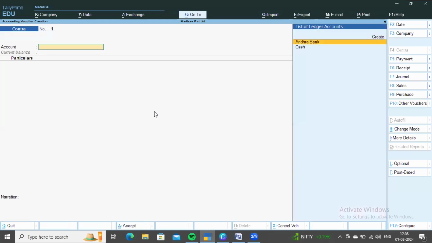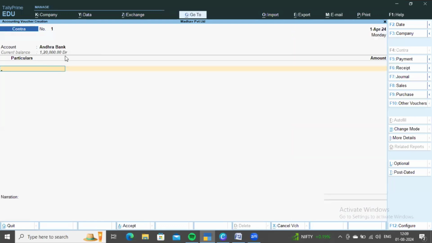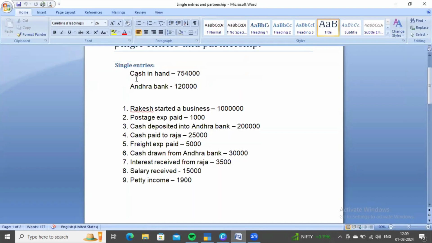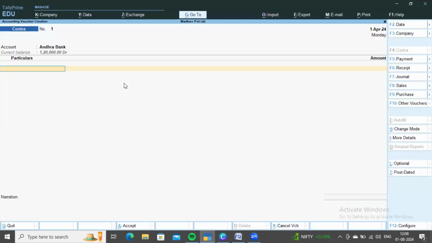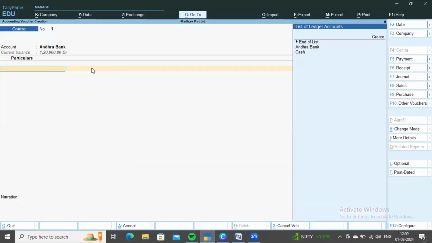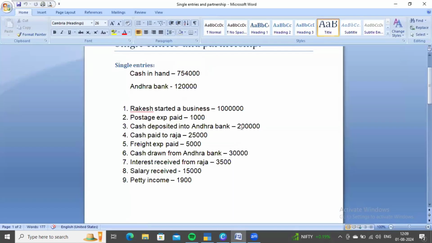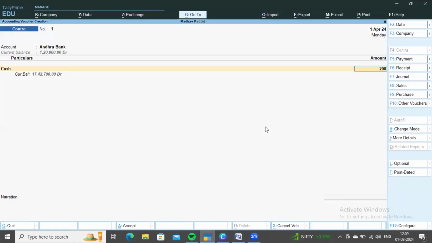So here give Andhra Bank account. Here see the current balance of Andhra Bank account is 1,20,000 as I already entered the opening balance in Andhra Bank. Next, credit cash account. How much? Yes, 2 lakhs. See, the amount has been raised by 2 lakhs by entering cash amount.